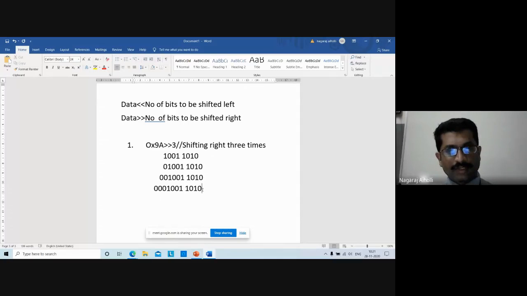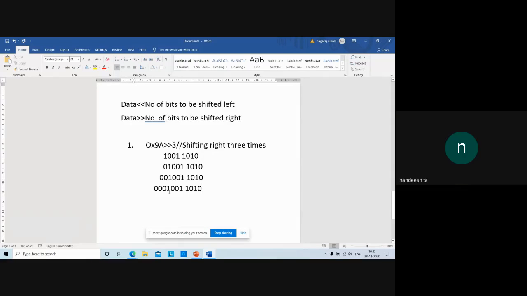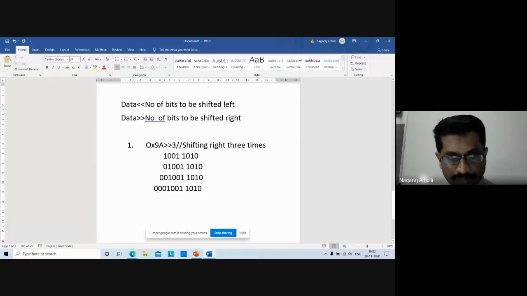Okay, right. See, we are inserting zeros three times for right shift. We are inserting three zeros on the right side.